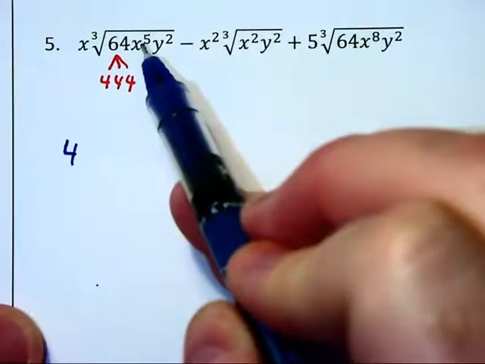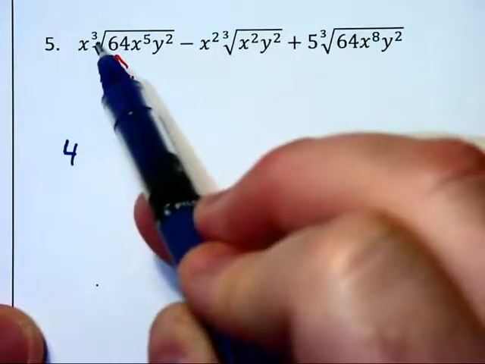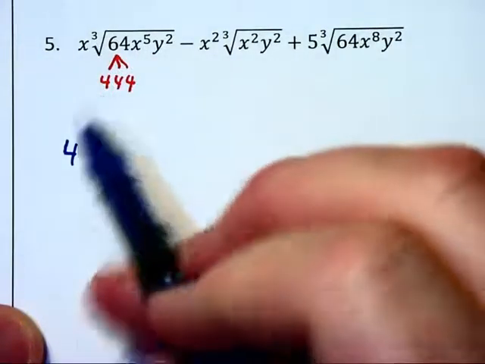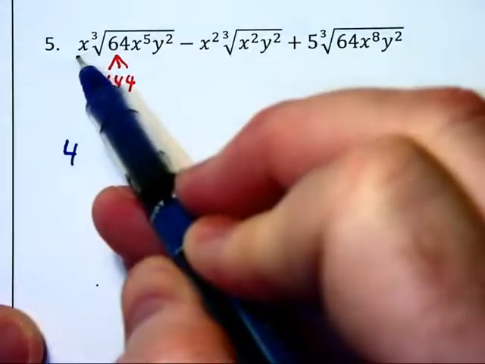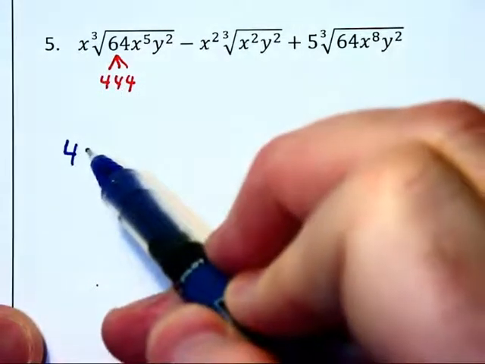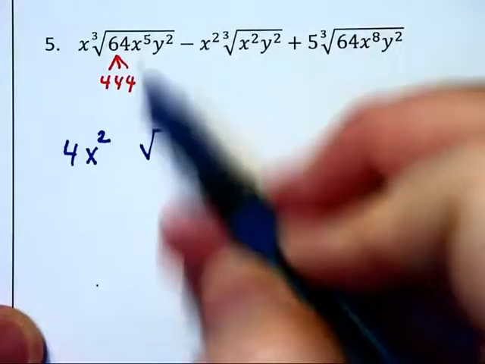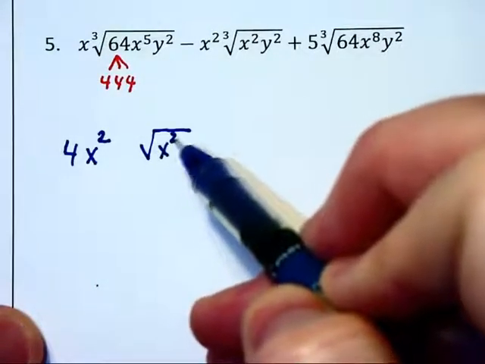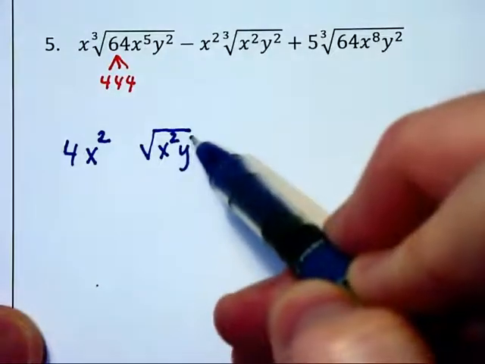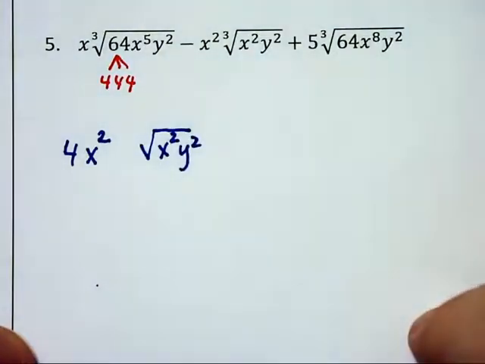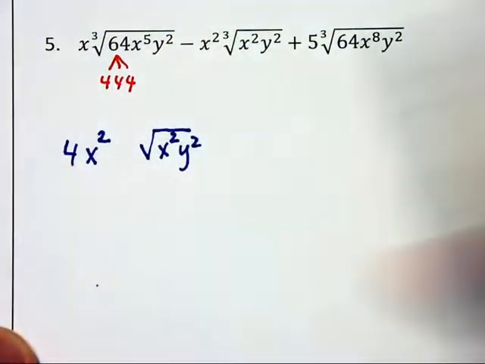Now, x to the 5th, we have 5 divided by 3 gives me 1 remainder 2. So I'm going to have 1 x coming out with the x that's already there, giving me x squared, and I'm going to have 2 left inside, so x squared, and y squared also, it appears. Okay, that's simplified. Now we move on to the next one.